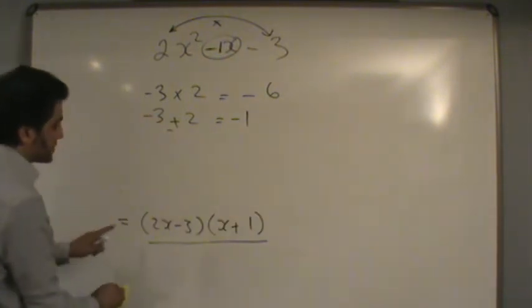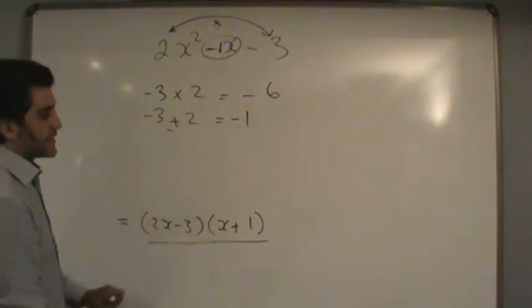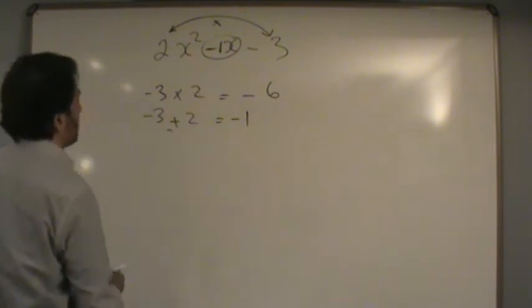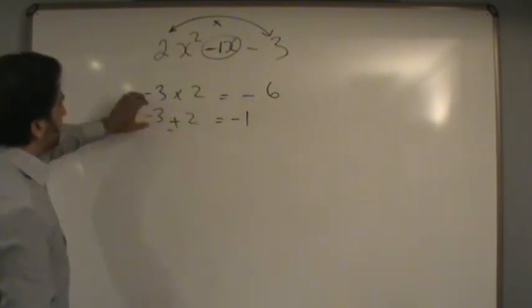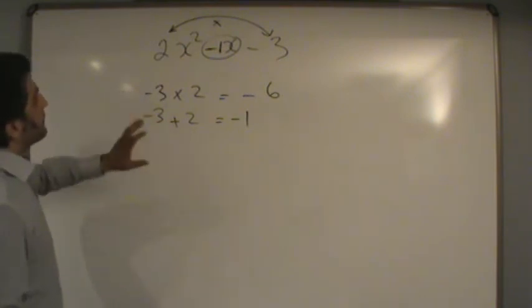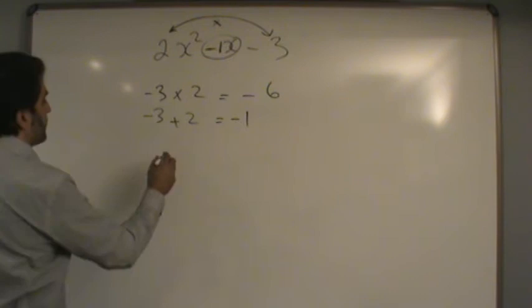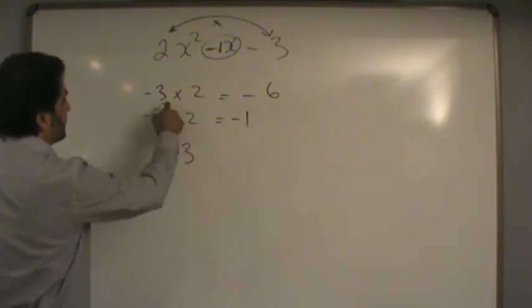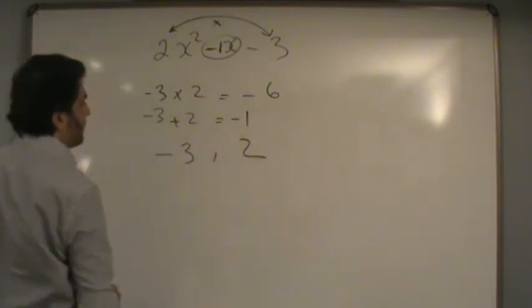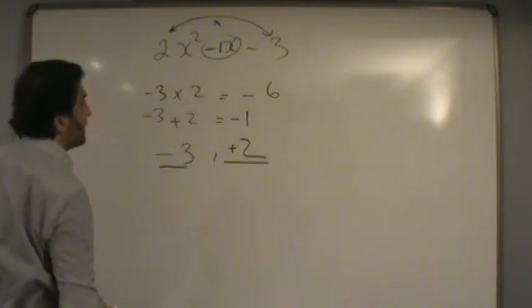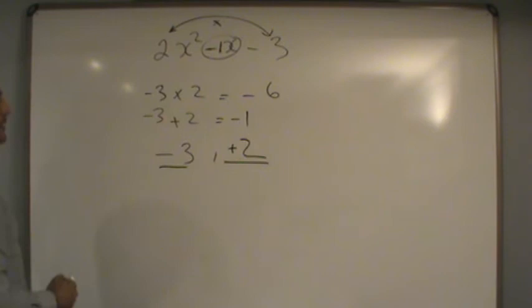And remember, the answer was 2x minus 3 and x plus 1 in terms of the factoring. Now, we take it from here. Once we find our integers that satisfy the condition, the product and sum, then what I do is take the negative 3 and positive 2, and I divide both of them by the leading coefficient of x squared.